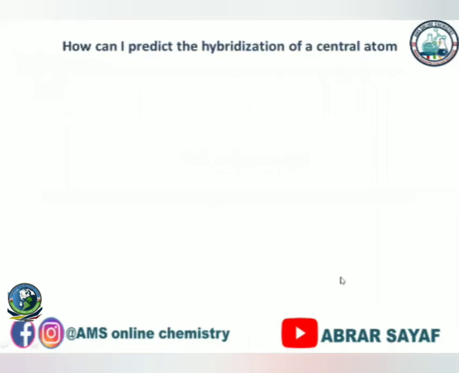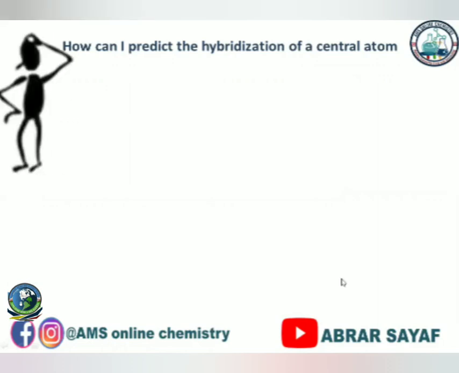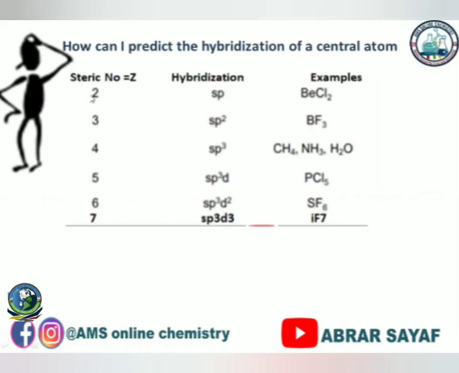Now next, how to predict the hybridization of a central atom, a very important one. We can find out the hybridization of a central atom from the steric number. Now what is the steric number basically? This is a number which designates the type of hybridization. So when the steric number is 2, the hybridization is sp. When it is 3, then the hybridization is sp2. When it is 4, the hybridization is sp3. 5, so the hybridization will be sp3d. And when 6, the hybridization will be sp3d2. And when the steric number is 7, the hybridization will be sp3d3.